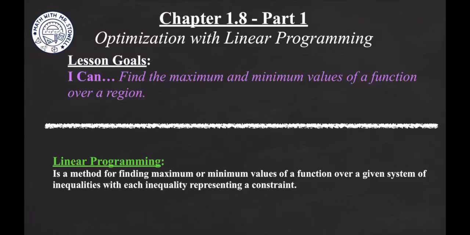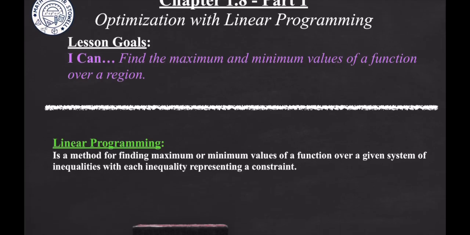In this lesson, we want to be able to say that I can find the maximum and minimum values of a function over a region. This is chapter 1.8, part 1 of optimizing linear programming. First off, linear programming is a method for finding the maximum or minimum value of a function over a given system of inequalities, with each inequality representing a constraint.